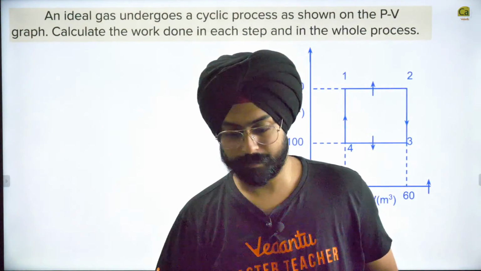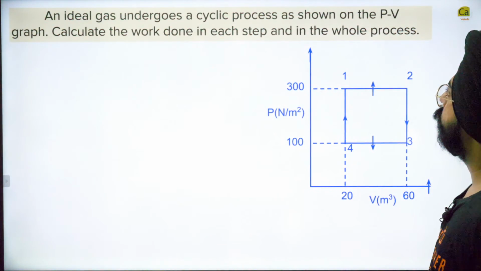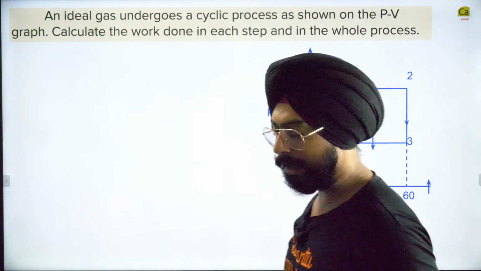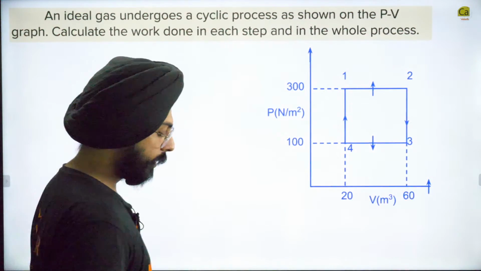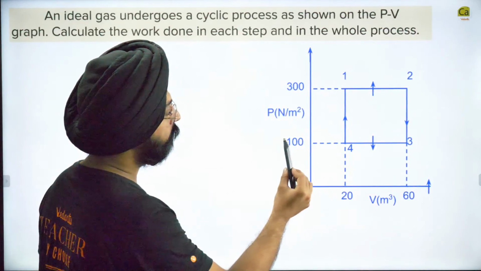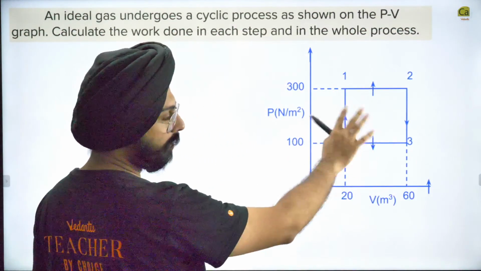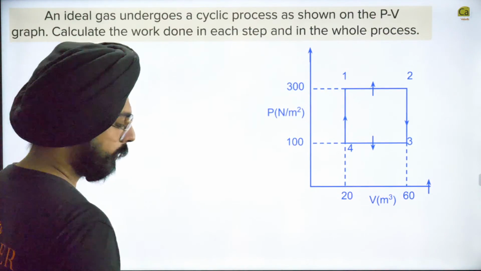Chalo. Next question is this one. An ideal gas undergoes a cyclic process as shown on the PV graph. Calculate the work done in each step and in the whole process. Very nice question. So what's happening over here? The graph is going from 1 to 2 to 3 to 4. Okay, these arrows are a little misdrawn. I'll draw those arrows once again for you.